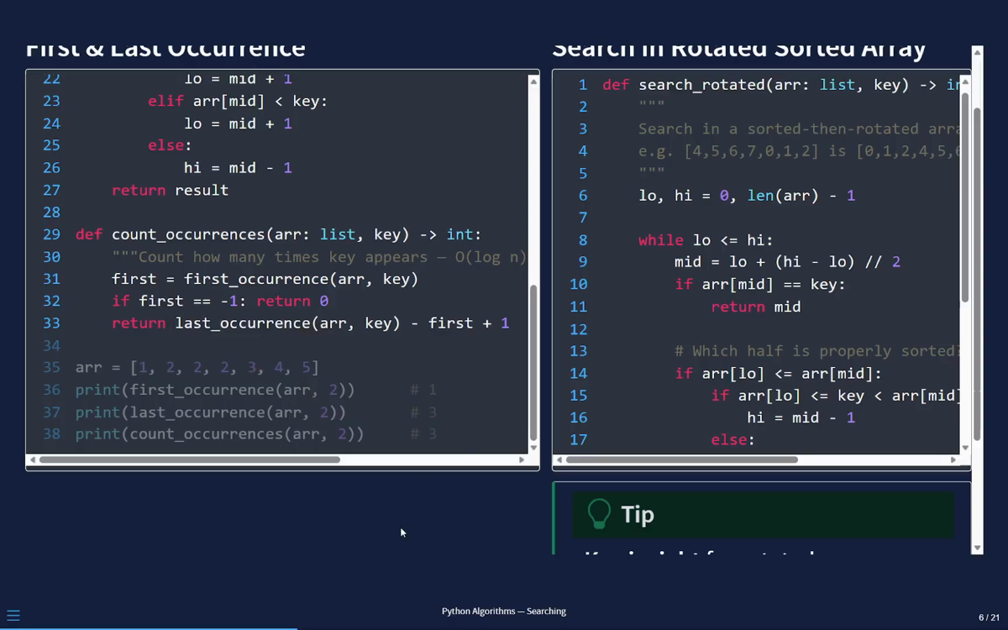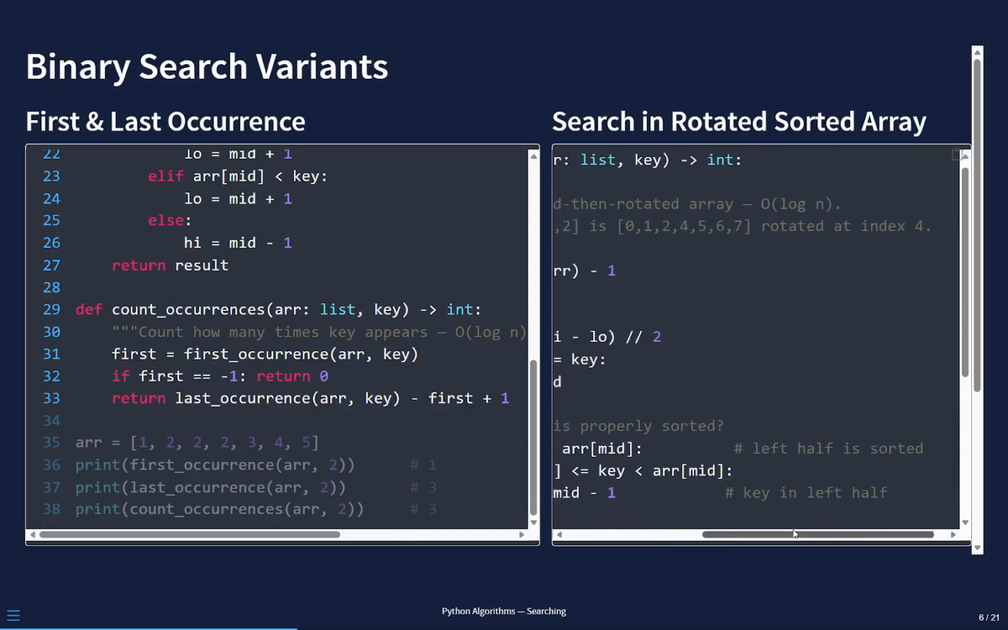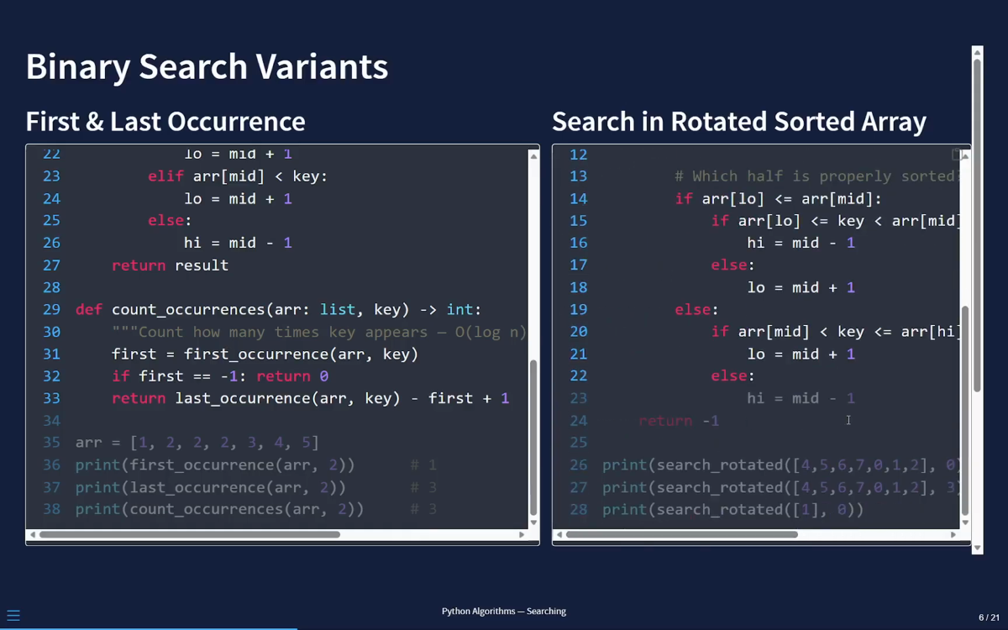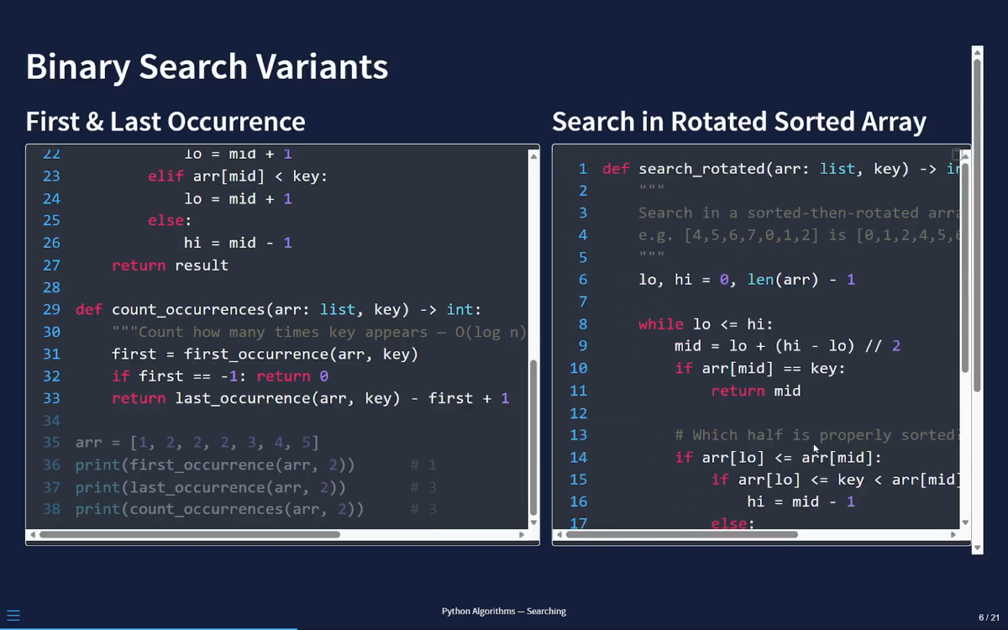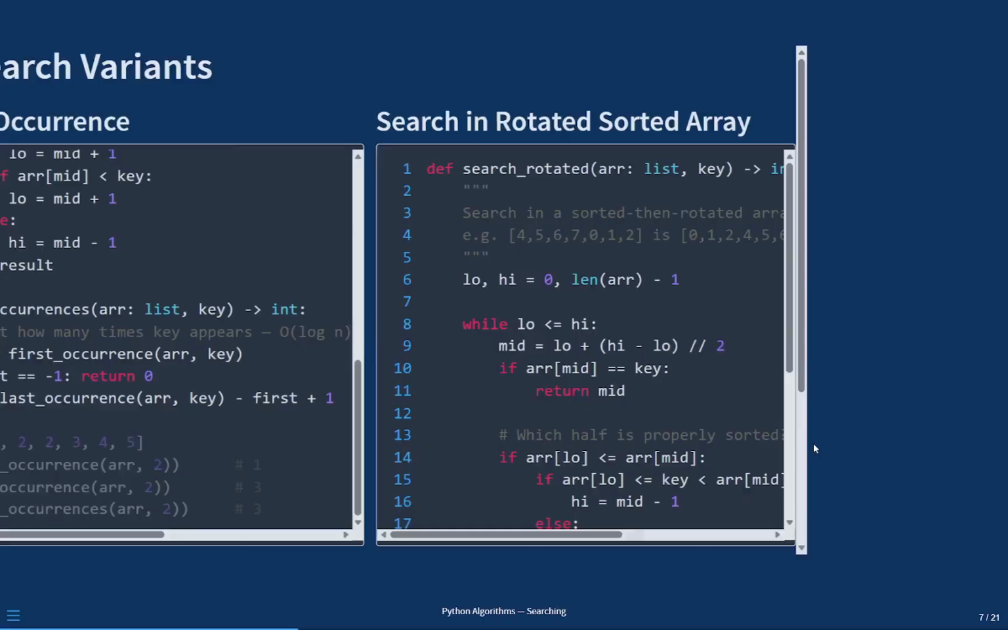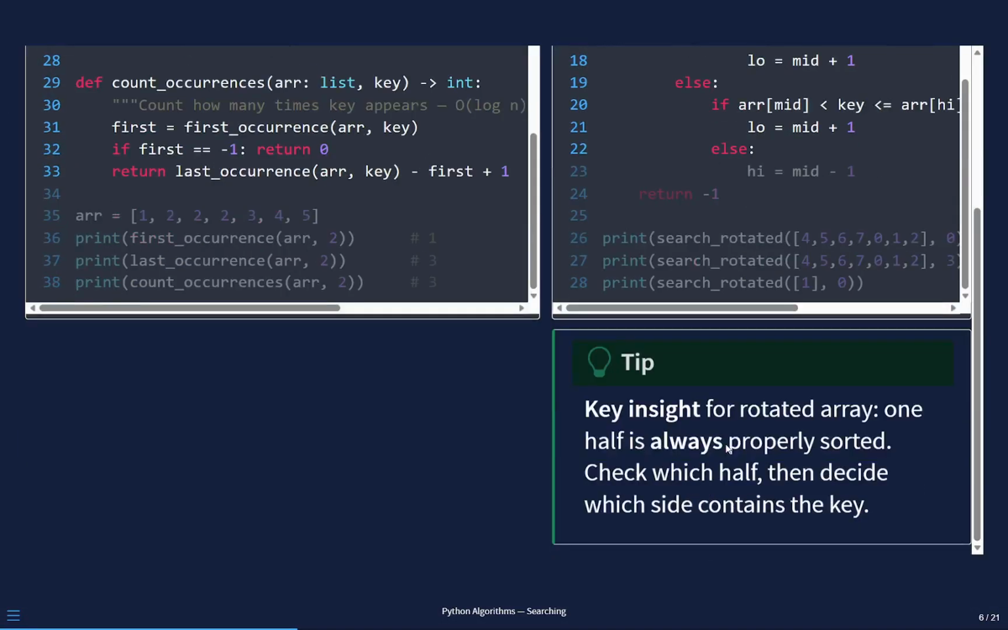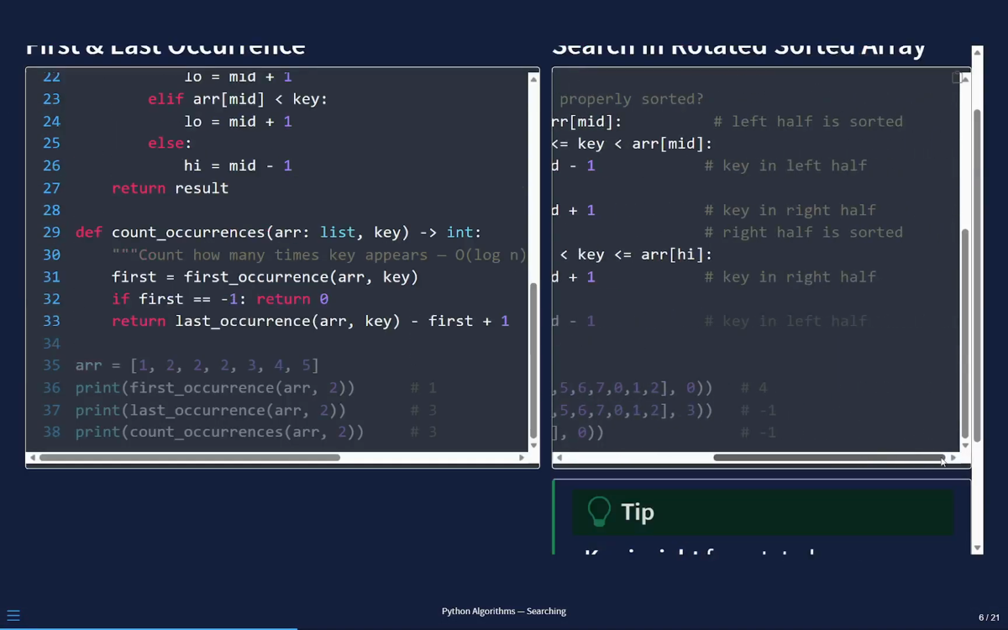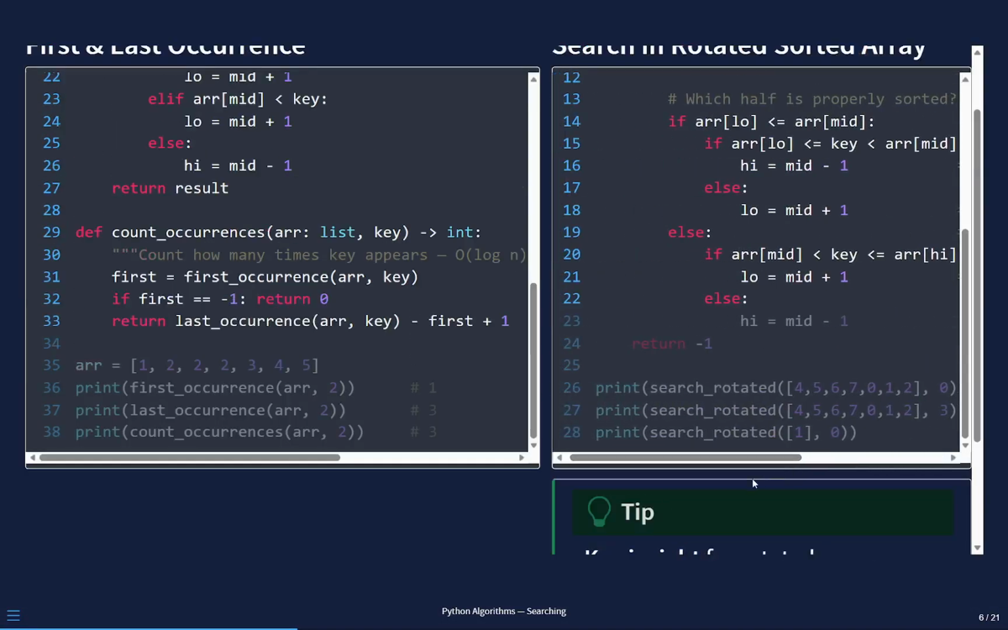Click search in a rotated sorted array. Take a sorted array and rotate it at some pivot. 0, 1, 2, 4, 5, 6, 7 becomes 4, 5, 6, 7, 0, 1, 2. Standard binary search breaks because it assumes the whole array is sorted.